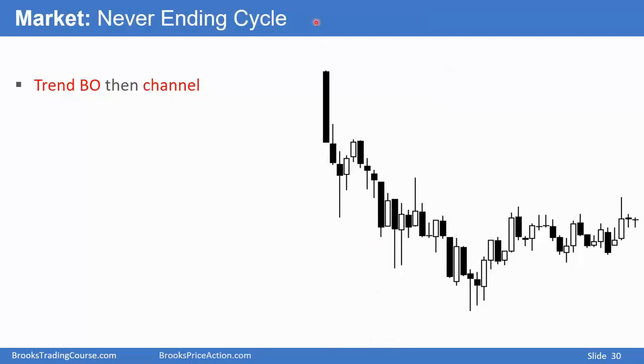We have a breakout, a bear breakout, and then a channel. Breakout, you can call it a trend bar, you can call it a spike, and then pullback. Pullback starts the channel phase, so a spike and channel bear trend.